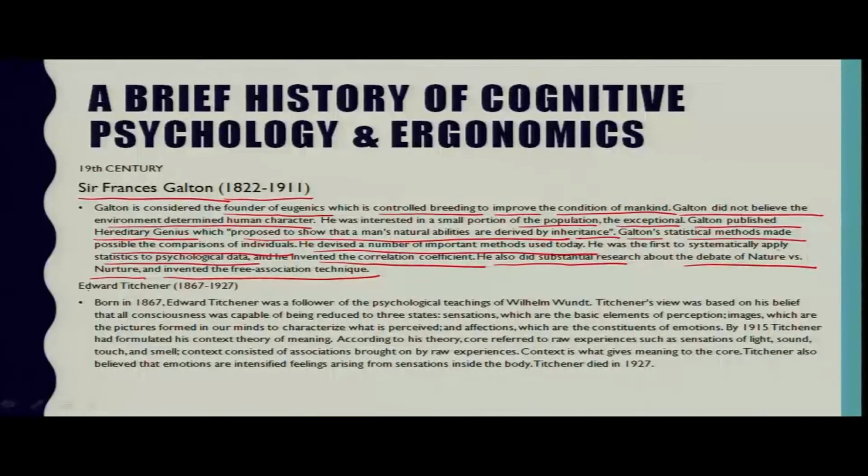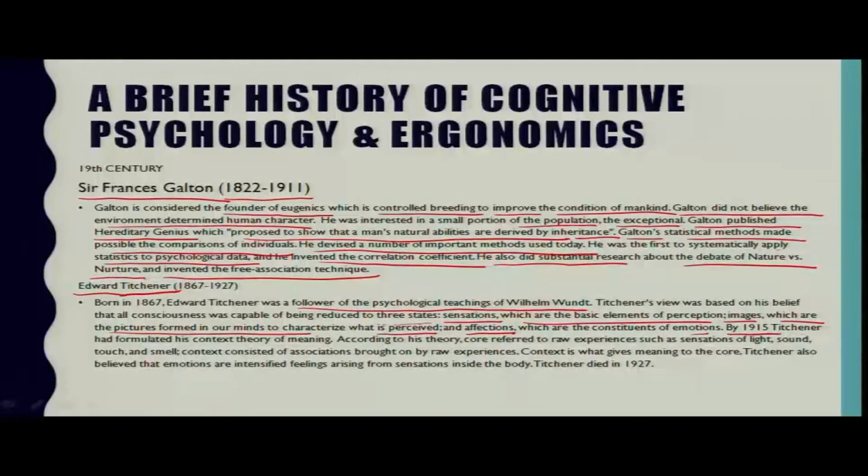There is one more scientist, Edward Titchener. Edward Titchener was born in 1867, and he was a follower of the psychological teaching of Wilhelm Wundt. Titchener's view was based on his belief that all consciousness was capable of being reduced to three states: sensations, which are basic elements of perception; images, which are the pictures formed in our minds to characterize what is perceived; and affections, which are constituents of emotions.